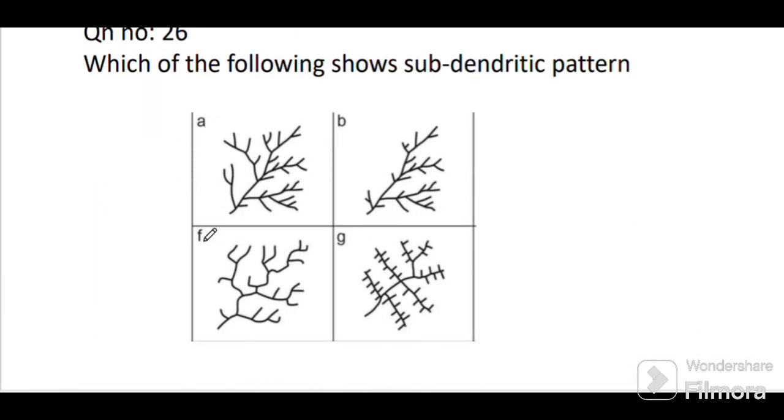Next question. Which of the following shows subdendritic pattern? The first pattern shows dendritic pattern. The third figure shows the parallel pattern. The fourth one shows the trellis pattern. Therefore, option B is the subdendritic pattern.